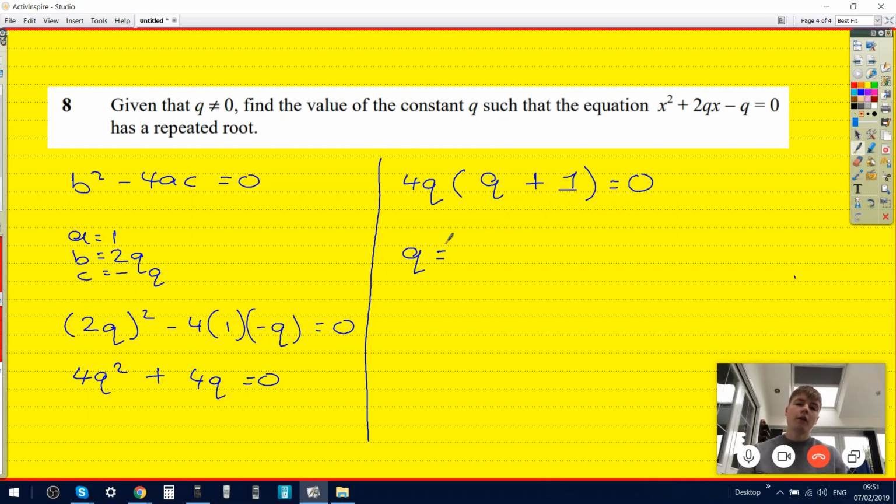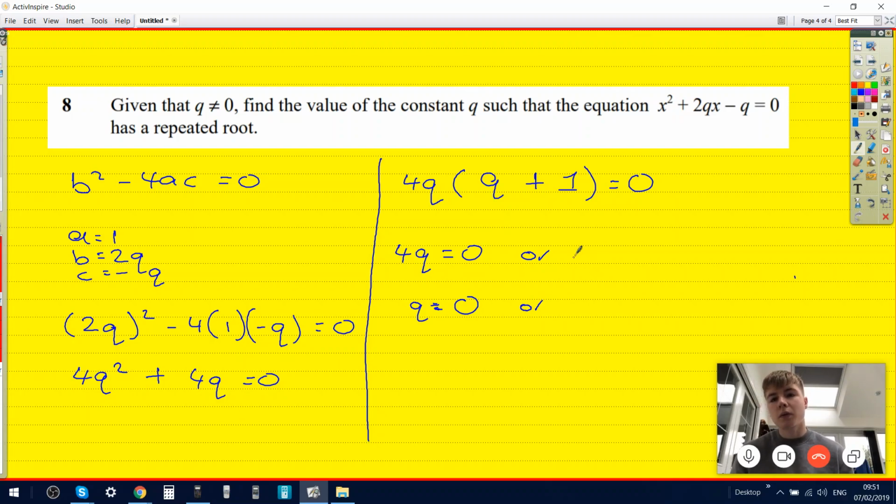How do you find out what? You only look at one part of the. So you look at the 4q and make it equal to 0. Yeah. So 4q equals 0. q equals 0 over 4. What is 0 divided by 4? 0. So q equals 0.